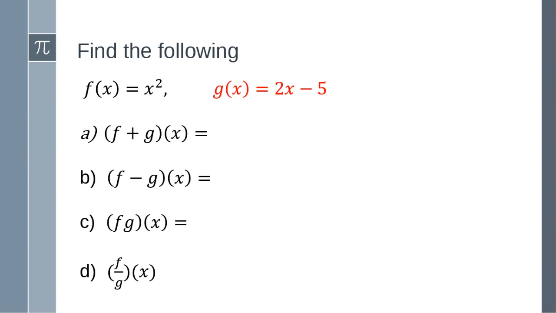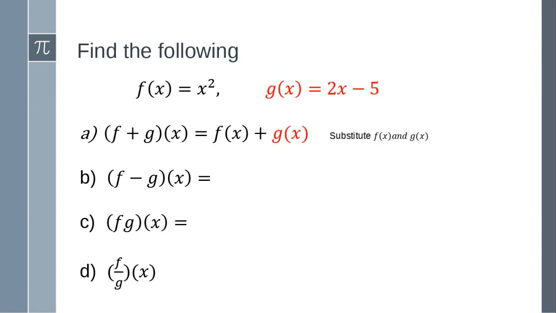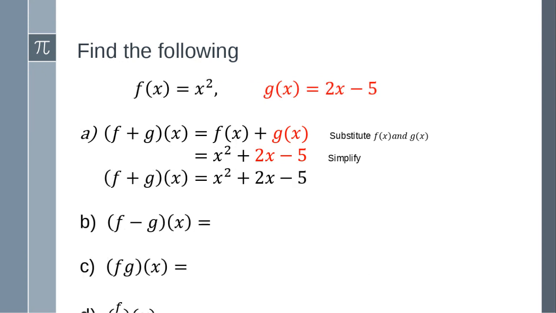Okay. Let's have this function f of x, which is x squared, g of x, which is 2x minus 5. Let's add f plus g. So again, we're just adding these two functions together. Substitute. F of x is x squared, g of x is 2x minus 5. There are no like terms on here, so that would be my answer. I can't simplify any further.